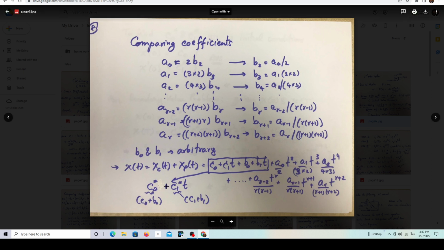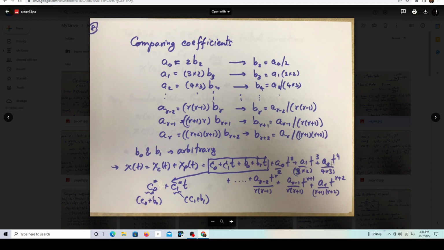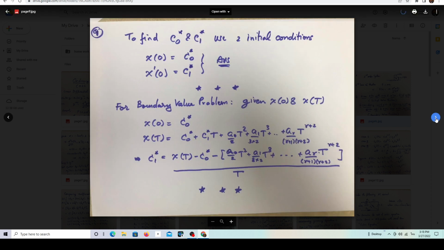Okay, so this is the general form of x sub t. But again, you still need to find c0 star and c sub 1 star here, because you combine these two terms together, c sub 0 star plus c sub 1 star. Since you know the force function, you know the values a sub 0, a sub 1 up to a sub r. The remaining term is all clear, but it is still not clear what c0 star and c sub 1 star are. That's when you need what we call two initial conditions.